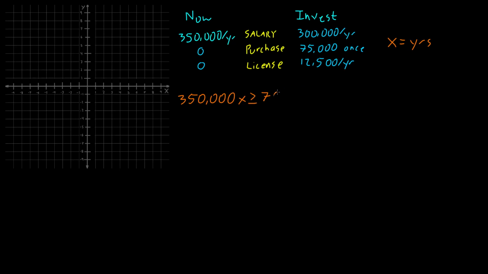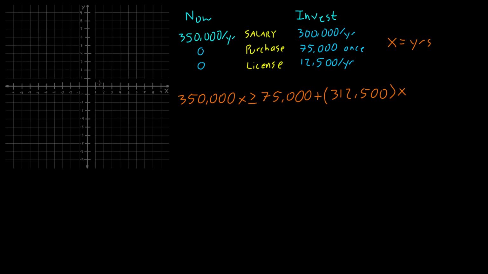We're going to have 75,000 because that's a one-time investment, plus 300,000 plus 12,500, because these are both per year, so this would be 312,500x, right? At what point is this left-hand side higher than this right-hand side? Because this right-hand side will start off higher because you're putting up that $75,000 investment, right?